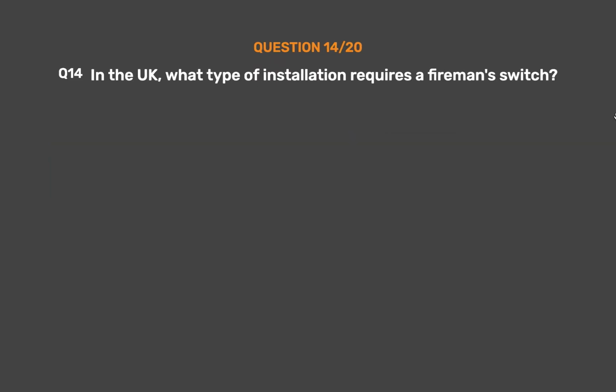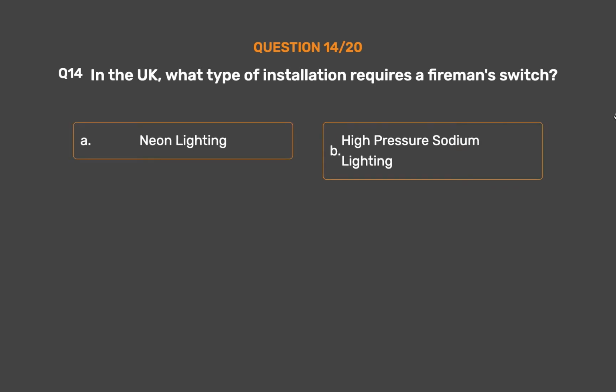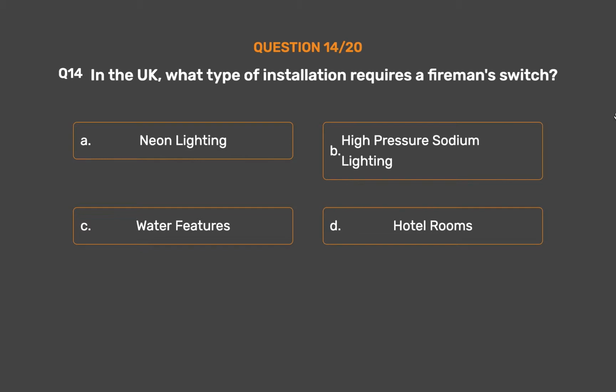made. Question number 14. In the UK, what type of installation requires a fireman's switch? Option A. Neon lighting. Option B. High-pressure sodium lighting. Option C. Water features. Option D. Hotel rooms. The correct answer is option A.